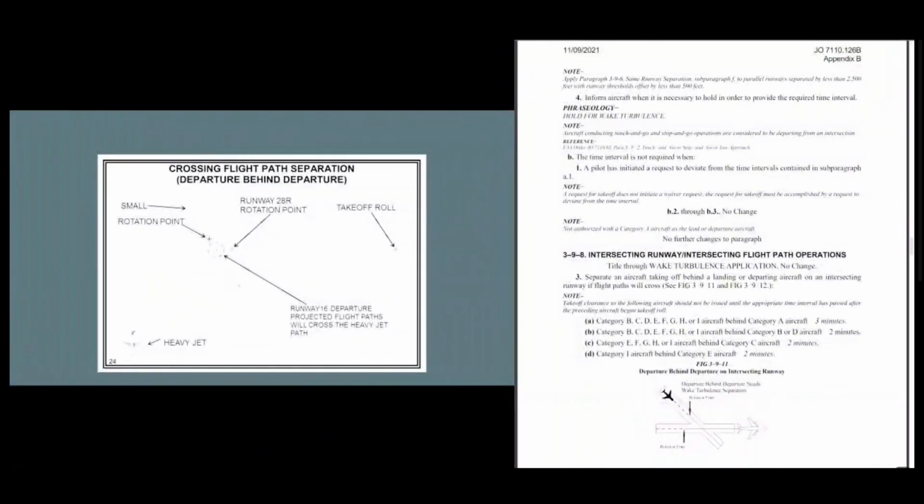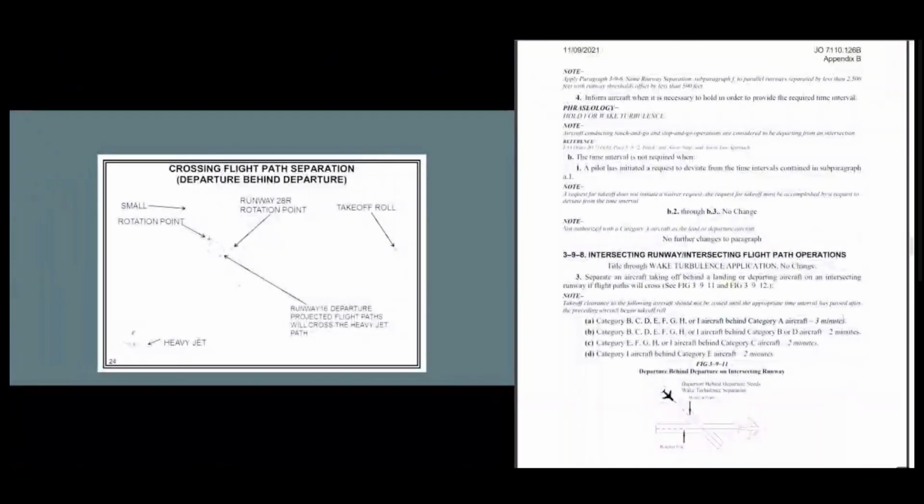And finally, we'll cover this intersecting runway or intersecting flight path operation. This is where we talked about how we could use the mileage on those last few slides. This is where we can't really use mileage anymore. We're using time exclusively here. So we're separating aircraft taking off or landing behind a departing aircraft on an intersecting runway if flight paths will cross. So this is for intersecting runways or runways that don't intersect, but the flight paths cross on departure. Anything behind a super, we need 3 minutes from the point at which the flight paths cross.